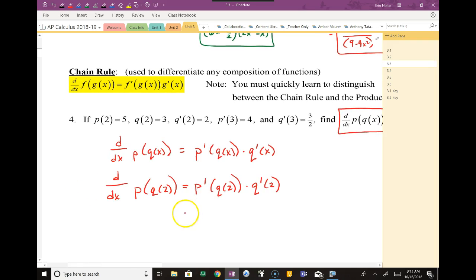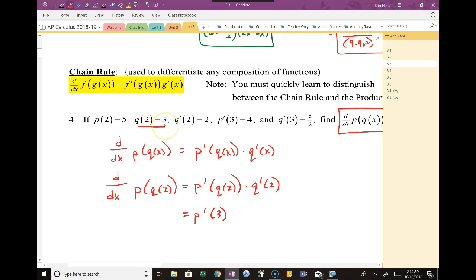Okay, now I'm going to use that information from above. The first piece that I need to find is the piece in the innermost parentheses. Can you tell me what q of 2 is? Q of 2 is 3. Everybody okay with where the 3 came from?